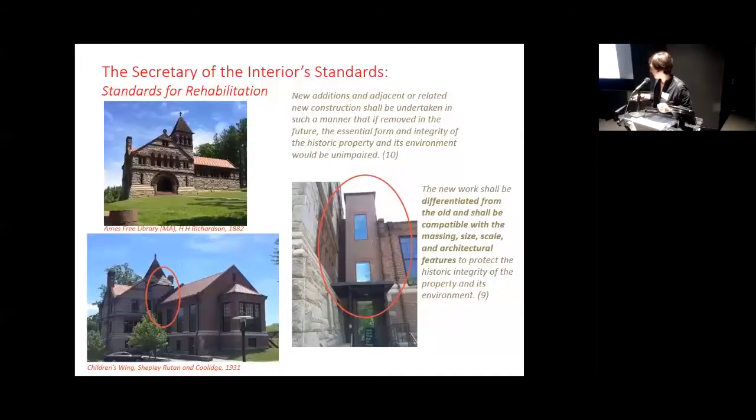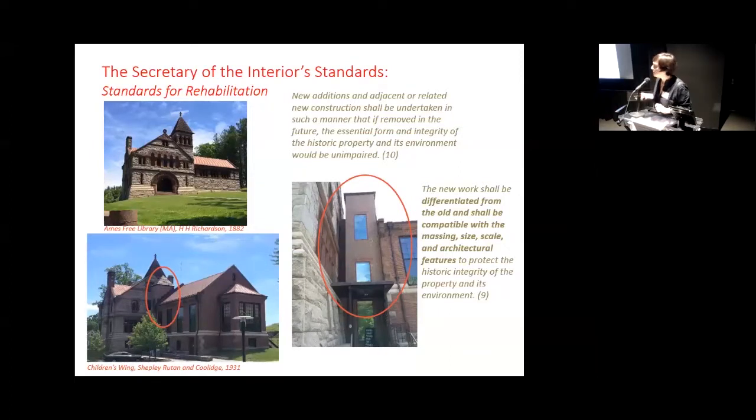So this is another example from back east that I saw last week. This is the Ames Free Library in Massachusetts. This is a building by Henry Hobson Richardson from 1882. And this is the front of it. And then this is the back.